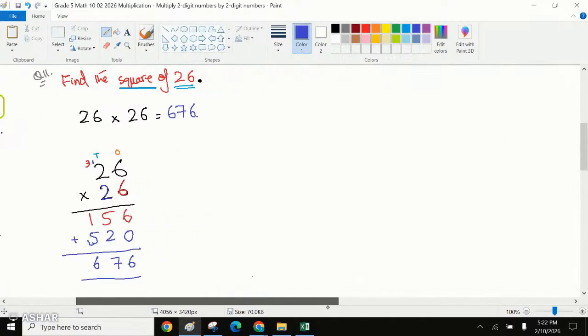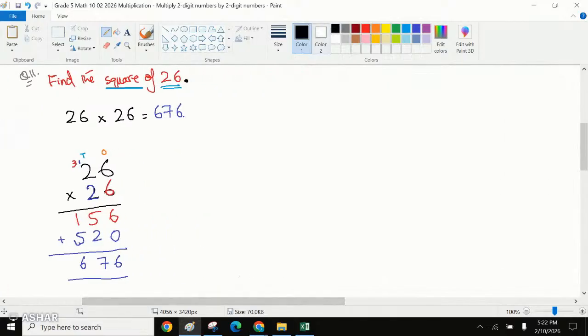Okay, let's do the next question, which is kind of easier. Question number 12 says, multiply 20 by 34. So which is the easier way to do it? Can we simply say there is 1 0? Agreed? Can we say 2 multiplied by 34?